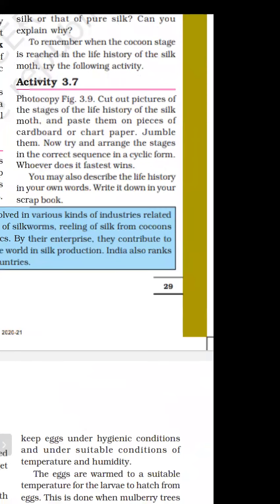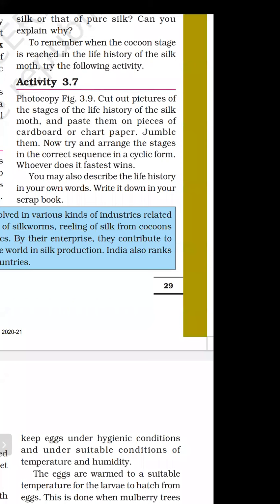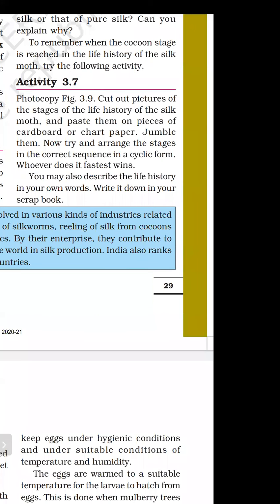So activity 3.7. Cut out the pictures of the stages of the life history. You don't have to cut this from the book, you just draw. Don't cut these pieces from your book, but you have to draw with the help of a pencil and paste them on pieces of cardboard.